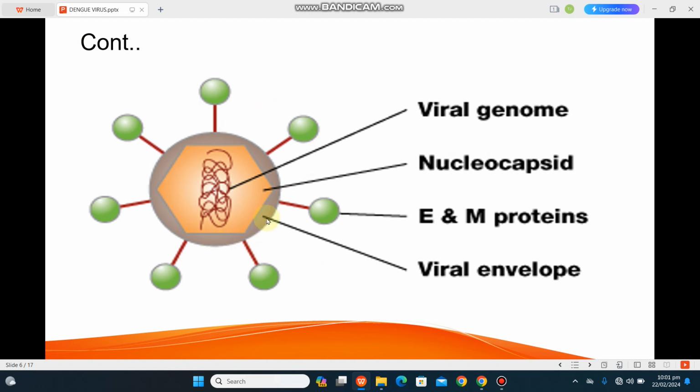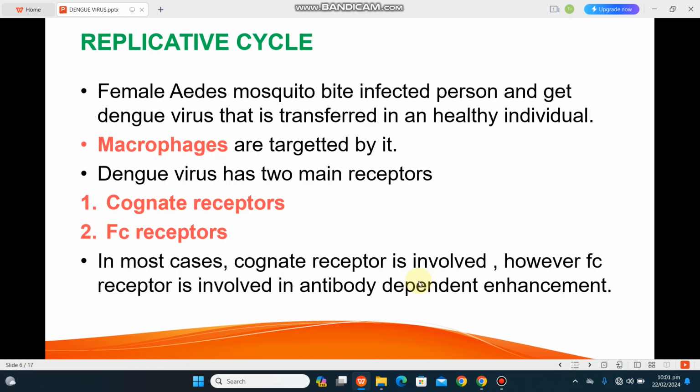You can see here that this is a schematic diagram of dengue virus. This is the viral genome, that is RNA, and then this is the nucleocapsid, and these are the specific E and M proteins that are involved in the adhesion of the virus to the receptor, and this is the viral envelope. The most important thing in this lecture is the replicative cycle.